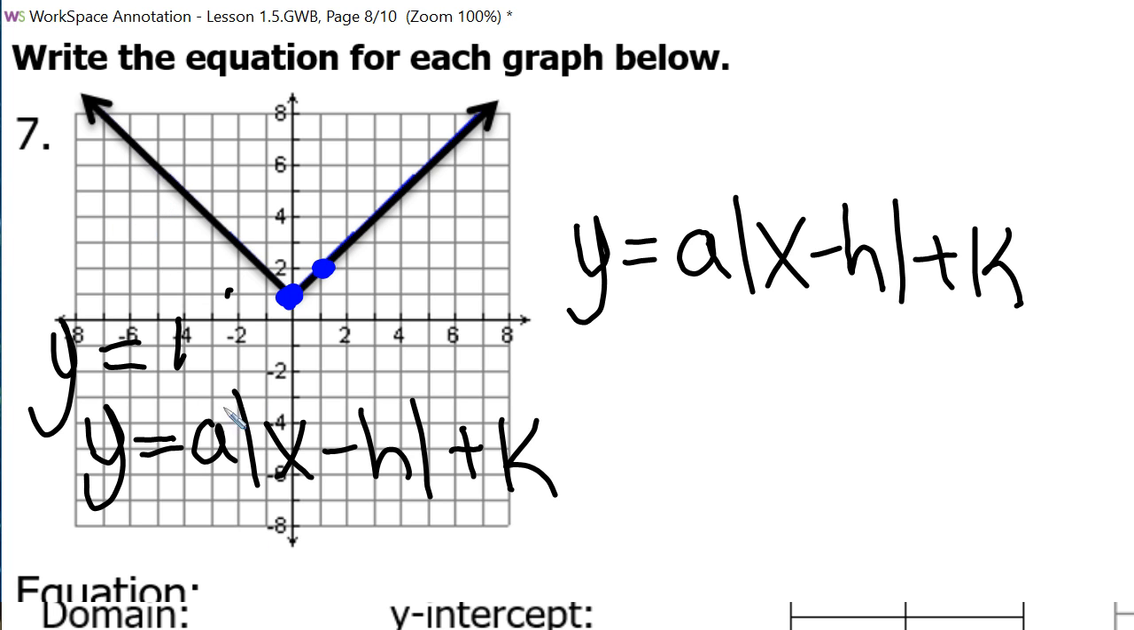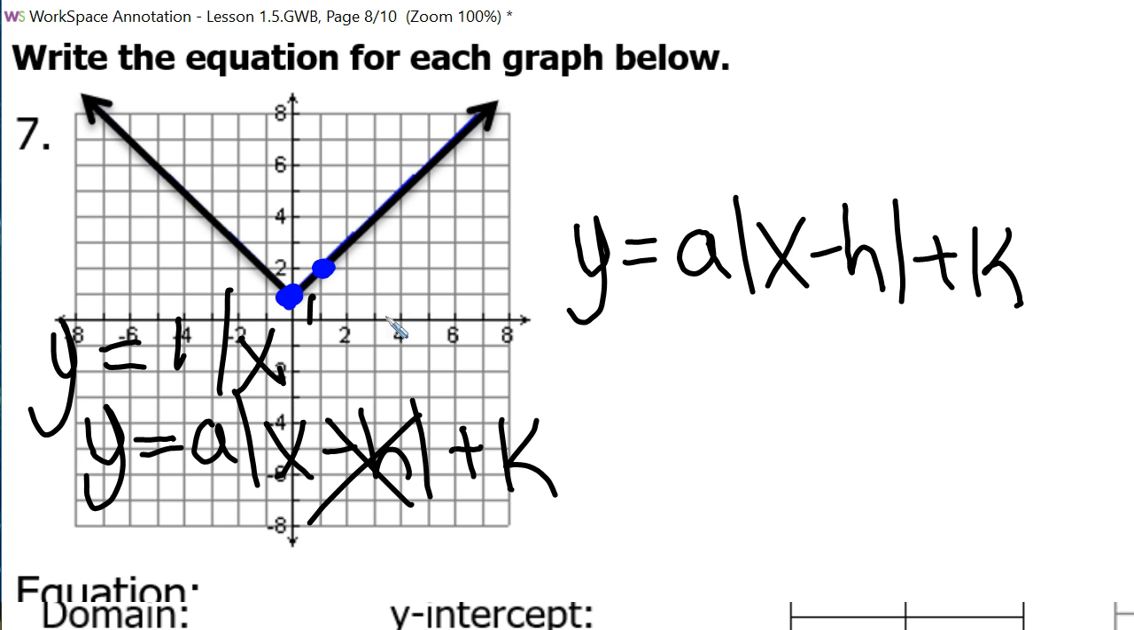And then we'll have the absolute value. Then the x. Now h is horizontal. Did this graph move horizontally, left or right? Did it move to the left? Did it move to the right? No, so we do not have h. There's no horizontal movement. It did not move left or right.